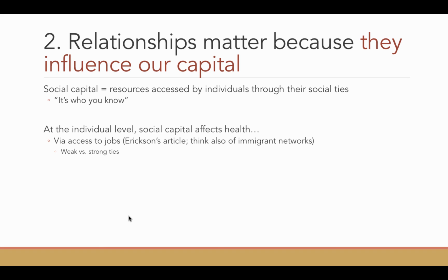Essentially, they're getting resources through those connections, and those resources have implications for their health because we know that they're part of socioeconomic status, and we know that socioeconomic status has an influence on our health. So that's one way.